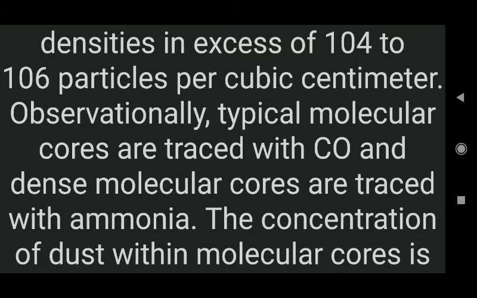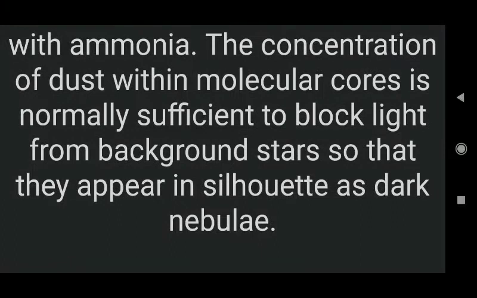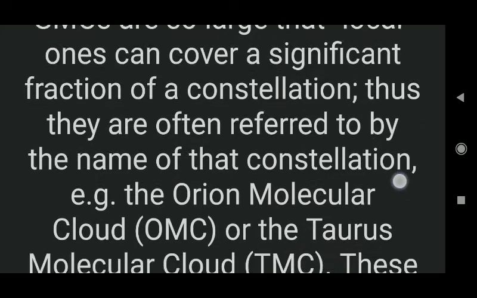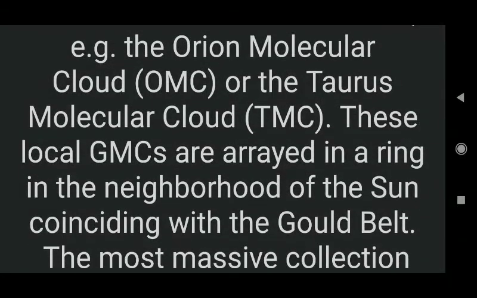Observationally, typical molecular cores are traced with CO and dense molecular cores are traced with ammonia. The concentration of dust within molecular cores is normally sufficient to block light from background stars so that they appear in silhouette as dark nebulae. GMCs are so large that local ones can cover a significant fraction of a constellation. Thus they are often referred to by the name of that constellation, e.g. the Orion Molecular Cloud, OMC, or the Taurus Molecular Cloud, TMC.